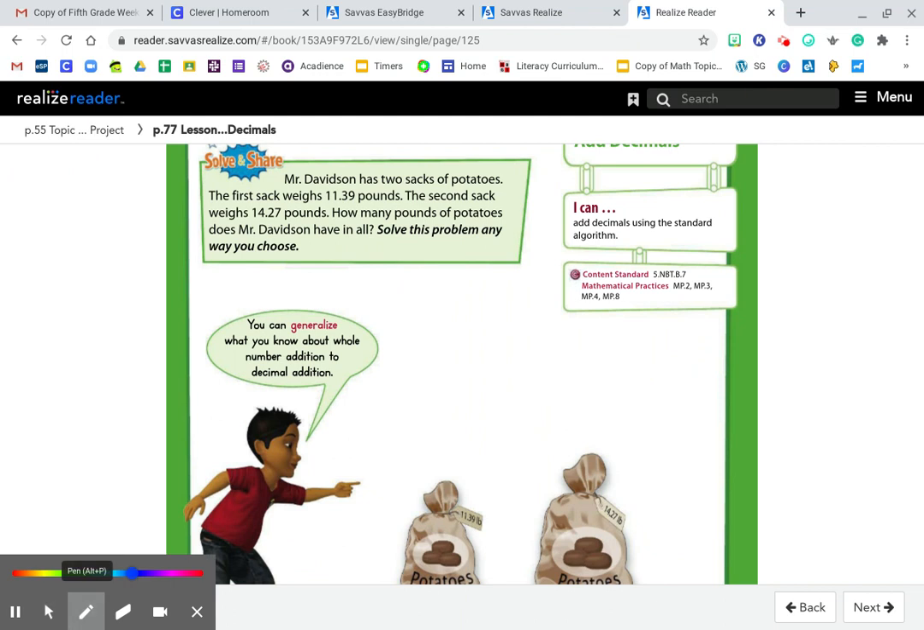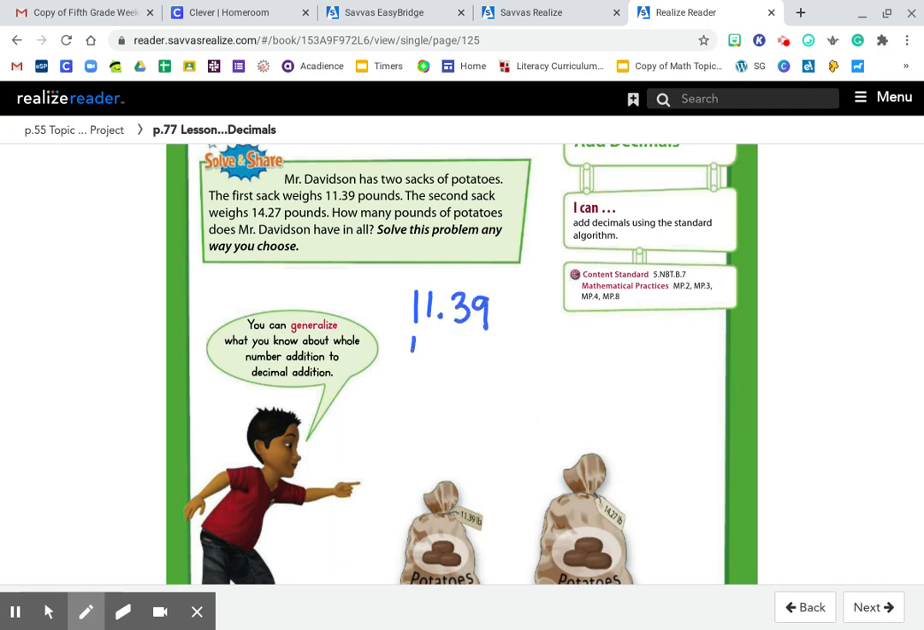Mr. Davidson has 2 sacks of potatoes. The first sack weighs 11 and 39 hundredths of a pound. The second sack weighs 14 and 27 hundredths of a pound. How many pounds of potatoes does Mr. Davidson have in all? Solve this any way you choose. And I would go using the traditional addition model.